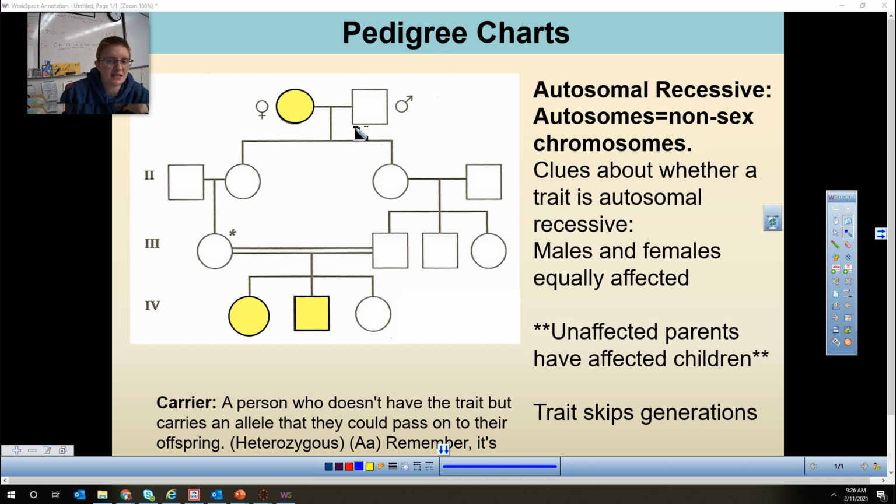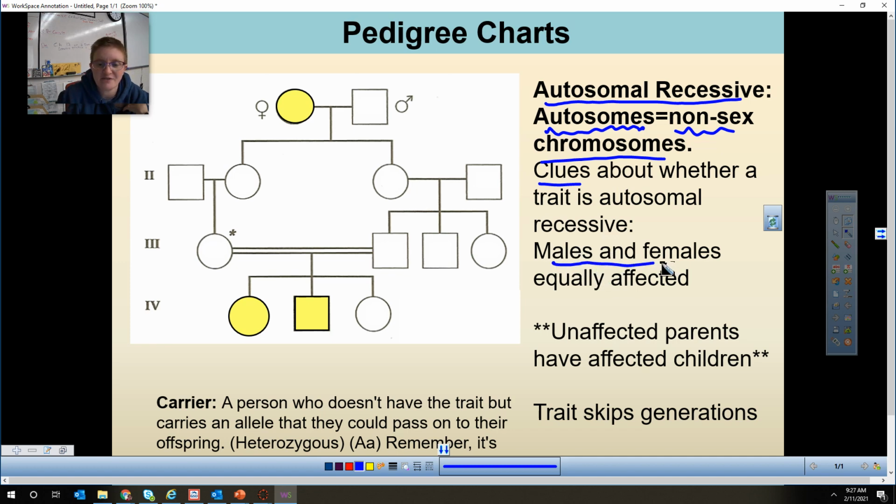So this pedigree is a pedigree of an autosomal recessive trait. Now an autosome, everybody please say autosome, is a non-sex chromosome. So this is a trait that is inherited on a chromosome, and it's just not a sex chromosome. It's one of the other 22 types of chromosomes that we have. So here are some clues you're going to want to look at in a pedigree to see, okay, is this autosomal recessive? Here are things to look at when we're looking for autosomal recessive traits.